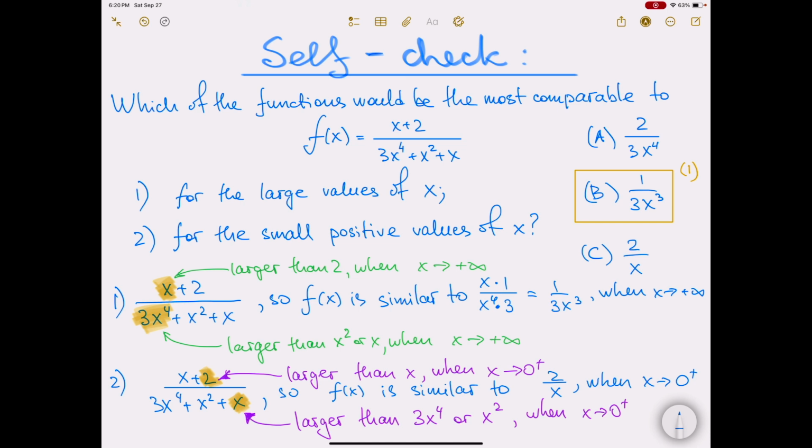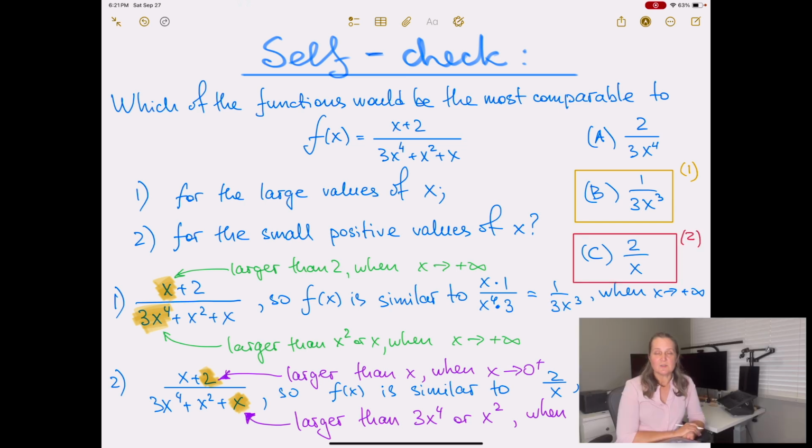We can see that the function f of x would produce similar outputs as a function 2 divided by x when x approaches 0 from the right. Determining leading terms for the numerator and denominator of the original function is a very useful skill that we're going to practice more during our lectures this week.